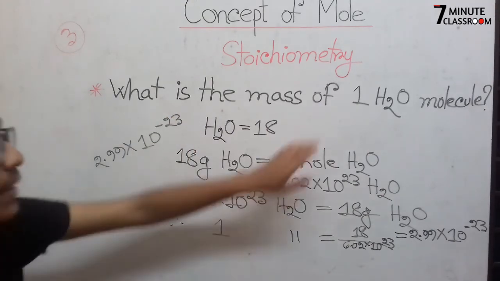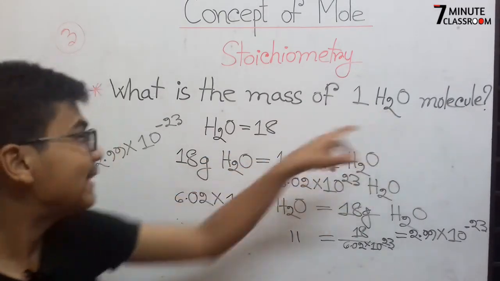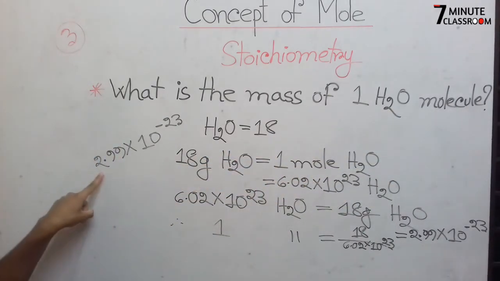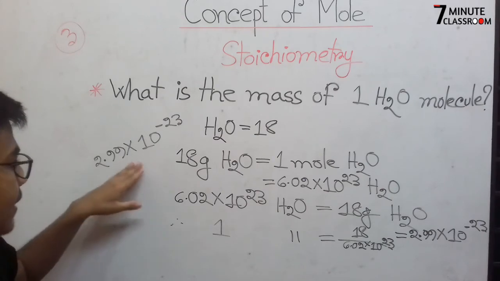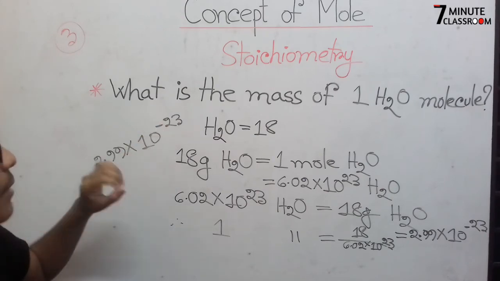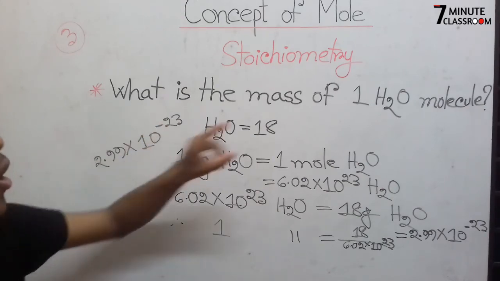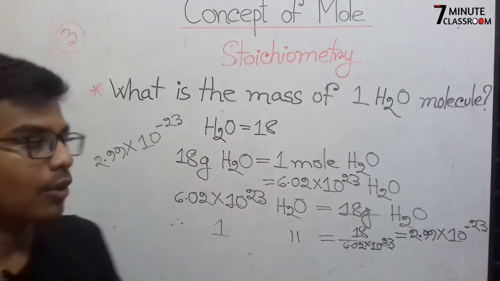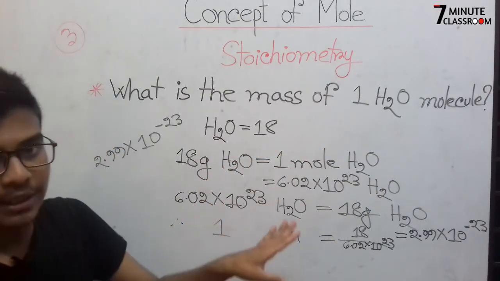That means that's the mass of one H2O molecule, 2.99 into 10 to the power minus 23 gram. In this way you can determine it.